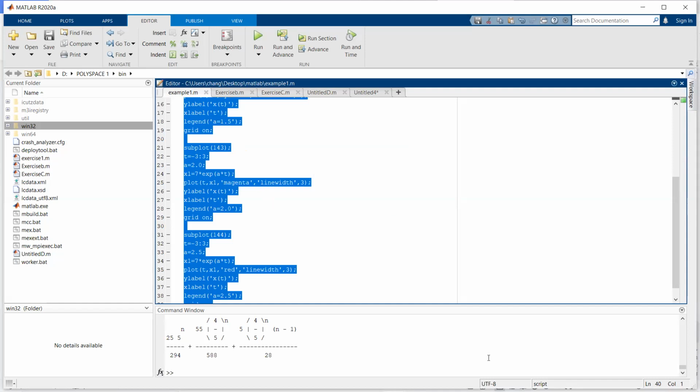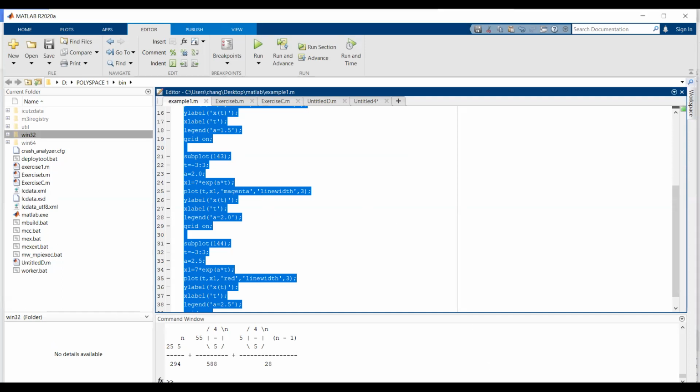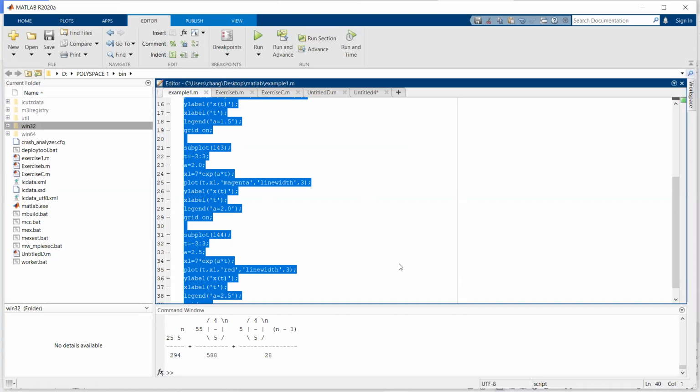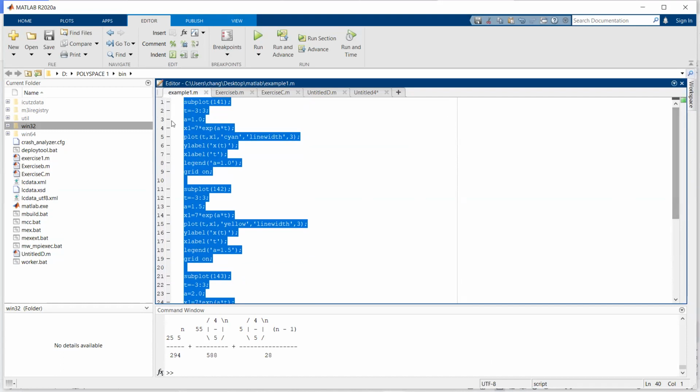So this is for question one. The question gives the equation x equal to 7 exponent a multiplied by t. For a, we are going to use values from 1.0 till 2.5. So this is the equation, the command. For the first graph, a equal to 1.0, while for all four graphs, t is the same, from -3 to 3.